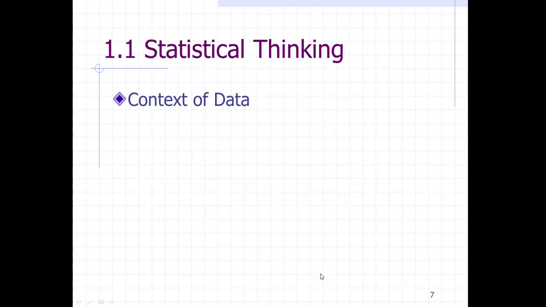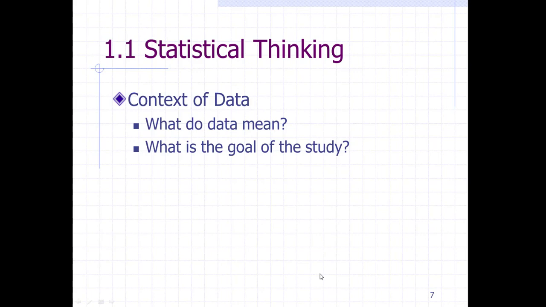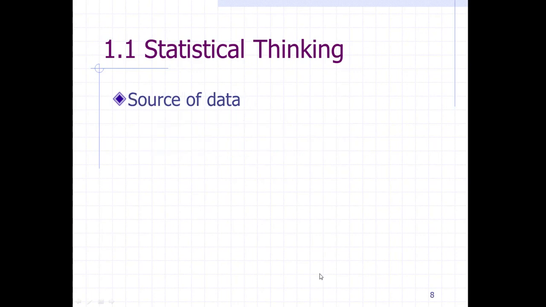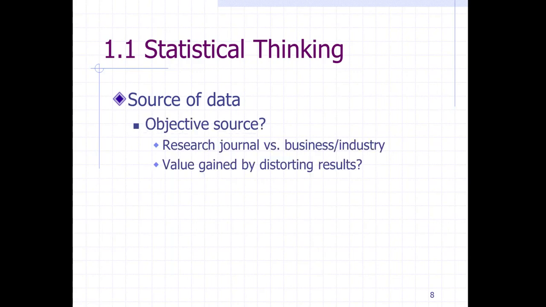So let's look at the context of the data first. What do the data mean? What was the goal of the study? And the source of the data. Now, thinking about the source of the data, was it objective? Most of the time, research journals are objective, where business and industry journals may not. And is there a value gained by distorting the results?